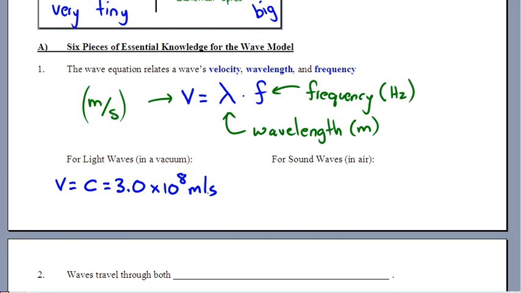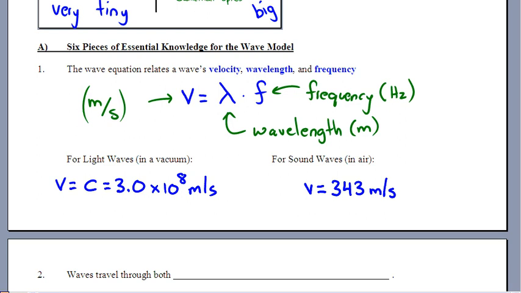But sound waves traveling in a classroom are much, much slower, a totally different kind of wave. It's a mechanical push-pull of air molecules all being compressed, and it's 343 meters per second at around the room temperature that we would like to actually sit in.